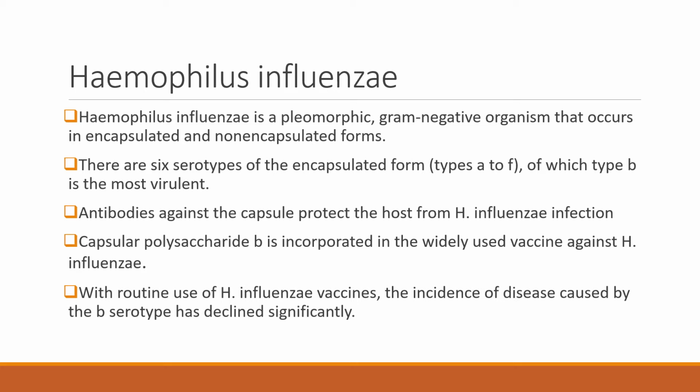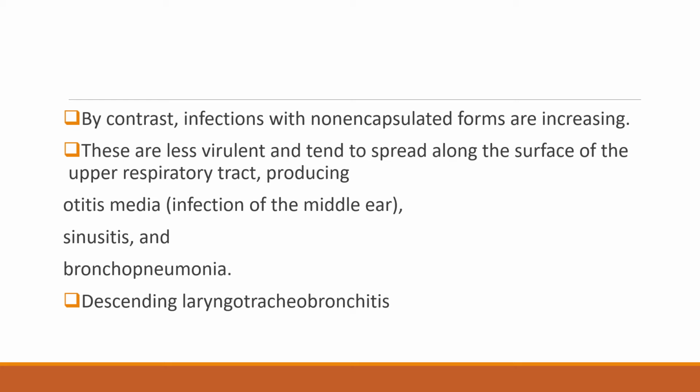So antibodies against this capsule protect the host from the H. influenzae infections. So capsular polysaccharide B is incorporated in the widely used vaccine against the H. influenzae, and with routine use of these vaccines, incidence of the disease caused by this B serotype has declined significantly. But by contrast, infections with non-encapsulated forms are increasing. These infections are less virulent, but they spread along the surface of the upper respiratory tract.